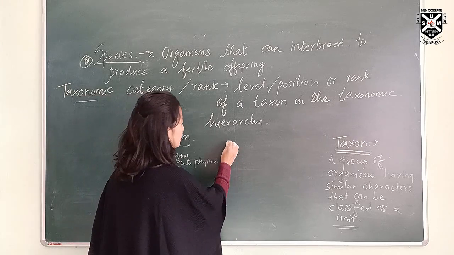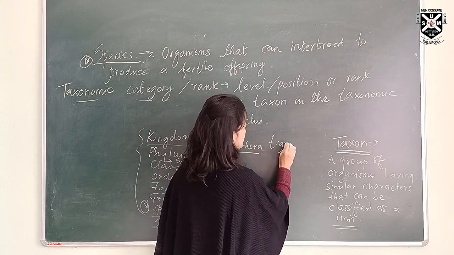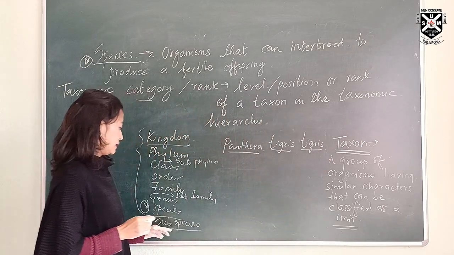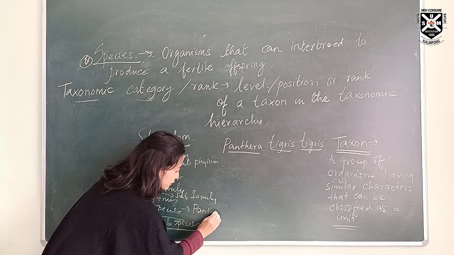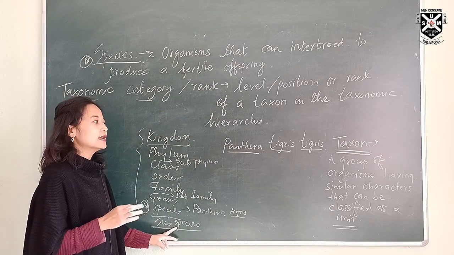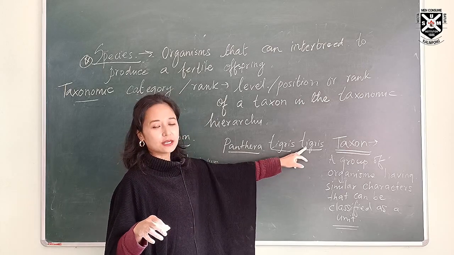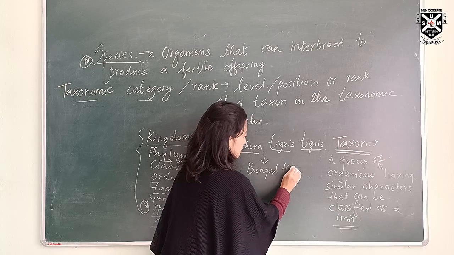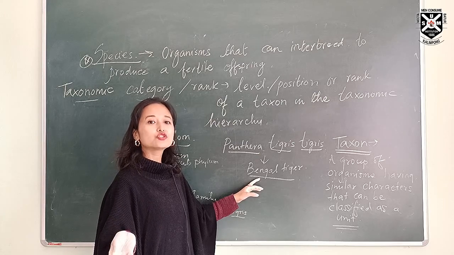One example: we know that at the species level, the tiger was known as Panthera tigris. But if we include the subspecies also, then the scientific name of the tiger will be Panthera tigris tigris, and this denotes the Bengal tiger, which has some differences with the Sumatran tiger.